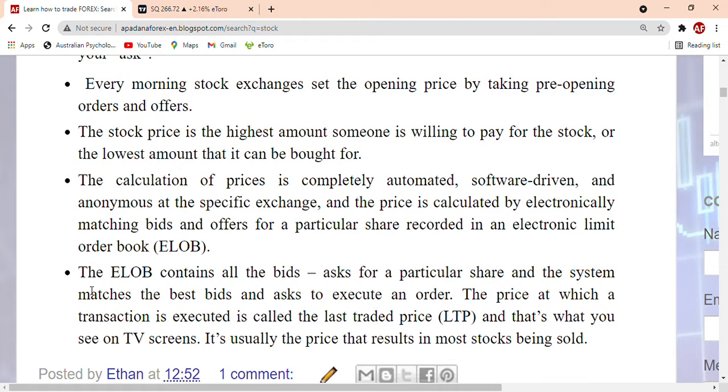The electronic limit order book contains all the bids and asks for a particular share, and the system matches the best bids and asks to execute an order. The price at which a transaction is executed is called the last traded price, LTP, and that's what you see on TV screens, on laptop screens, or whatever you're using, on your mobile screens. It's usually the price that results in most stocks being sold.